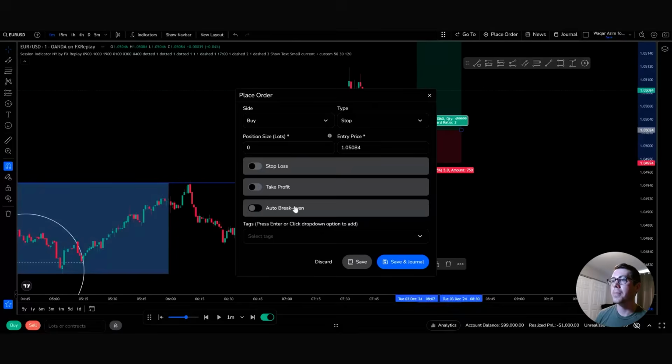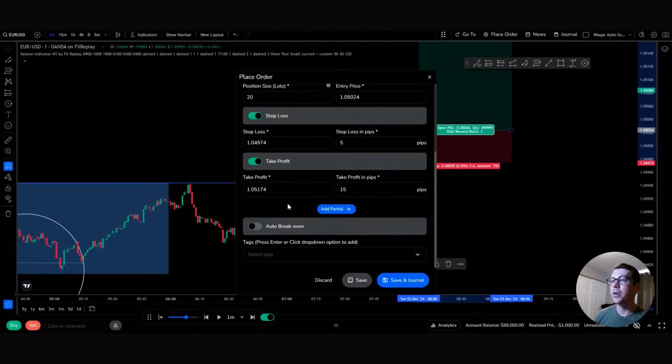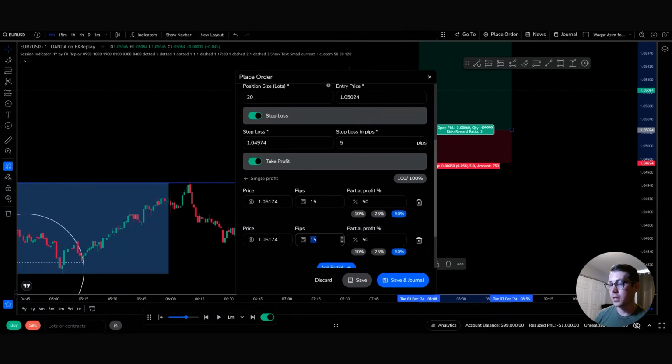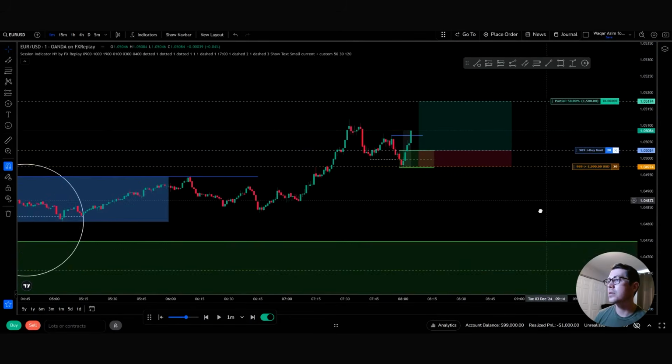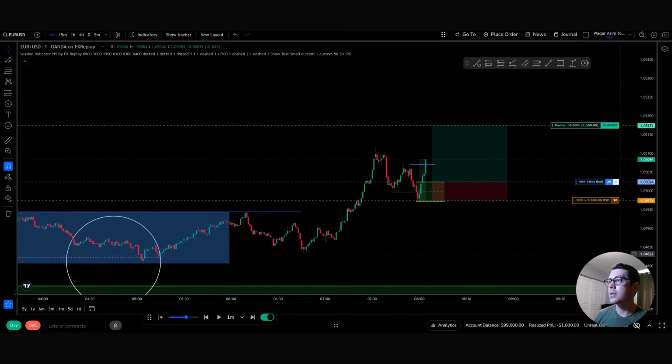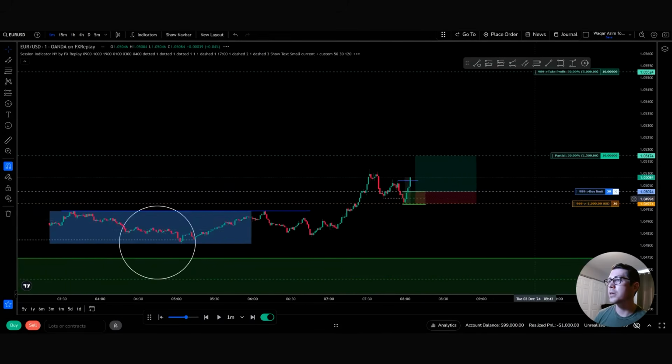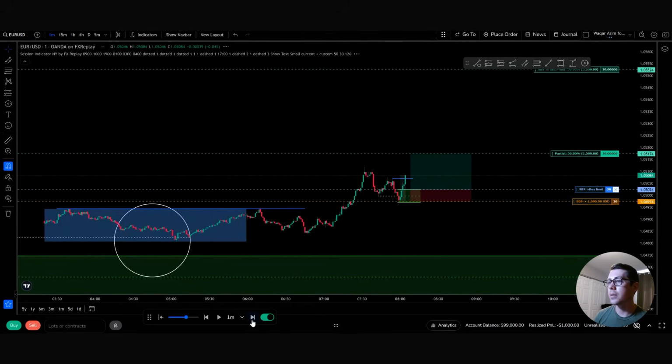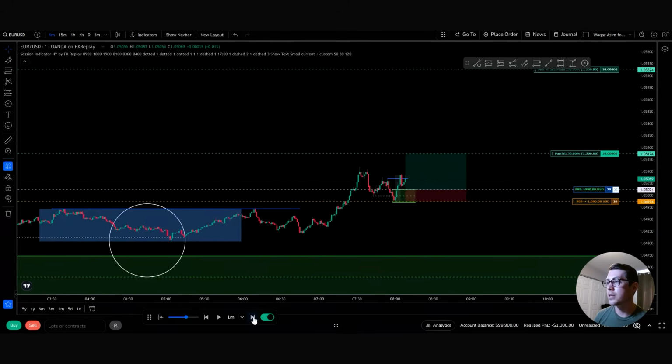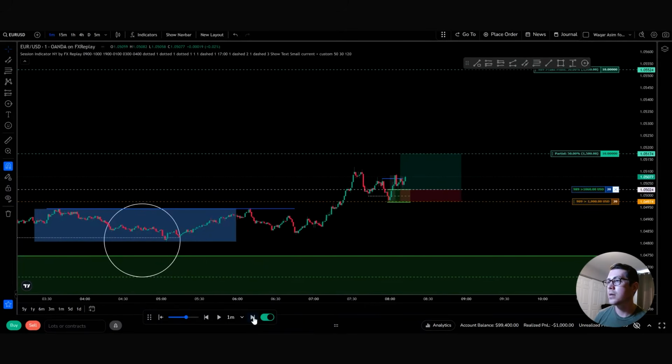So we'll place the order, 5 pip stop loss, a partial at 3R and a partial at 10R. So we've got all of our orders auto-populated, and let's see, our 10R is all the way up here. So I'll let this one play out, and I'm going to go candle by candle initially to see where I want to go break even.